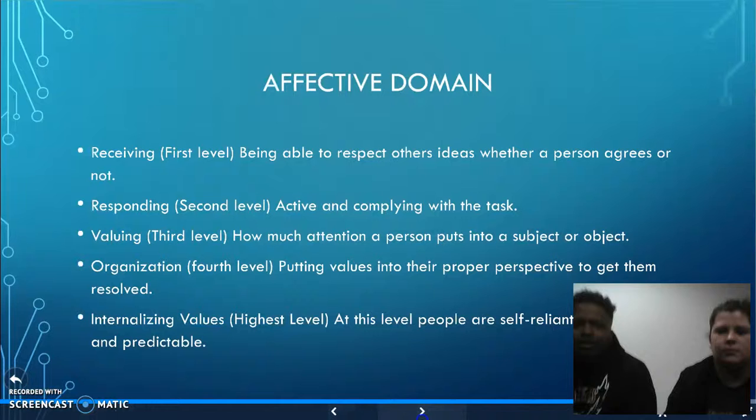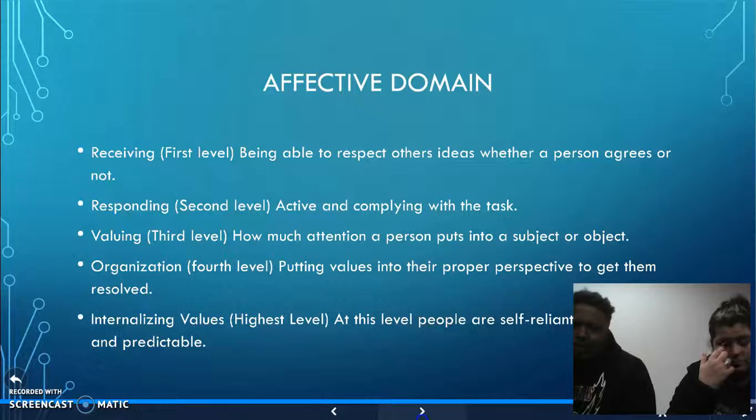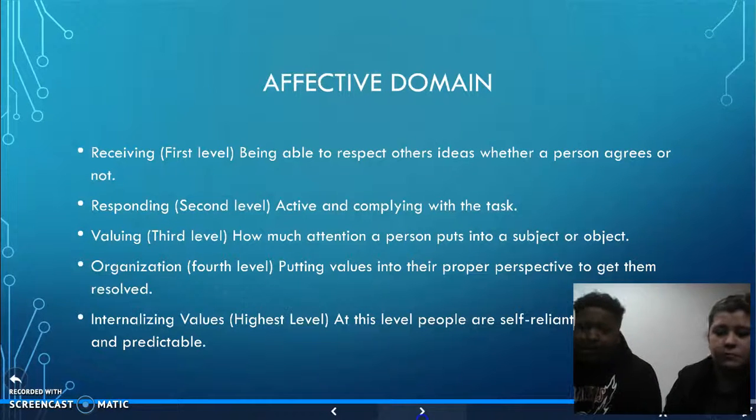The next taxonomy is the affective domain, which is the feelings domain. Receiving is being able to respect others' ideas. Responding is complying with the task. Valuing is how much attention a person puts into an object. Organization is putting the values of what a person believes into their proper perspective. And internalizing values is the level where people are consistent, they are who they are, self-reliant, and very predictable.